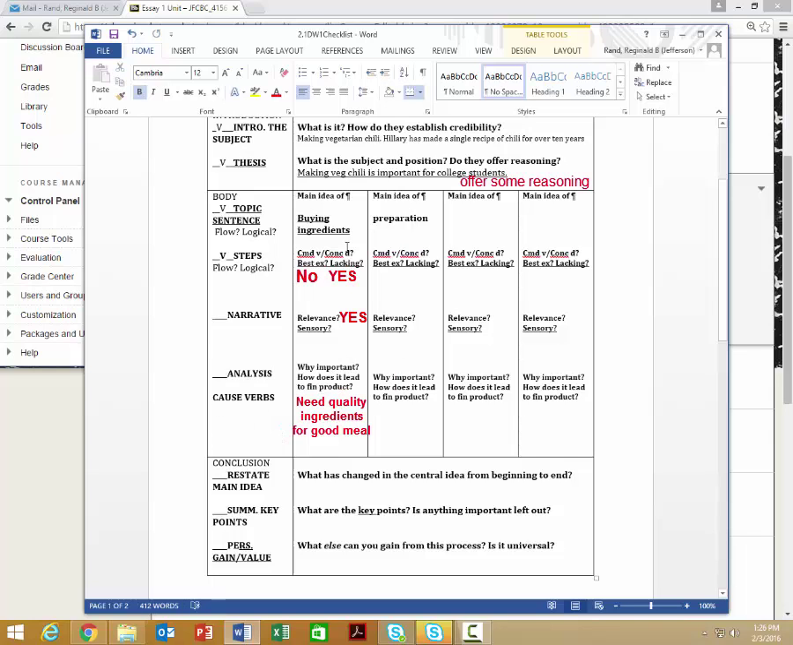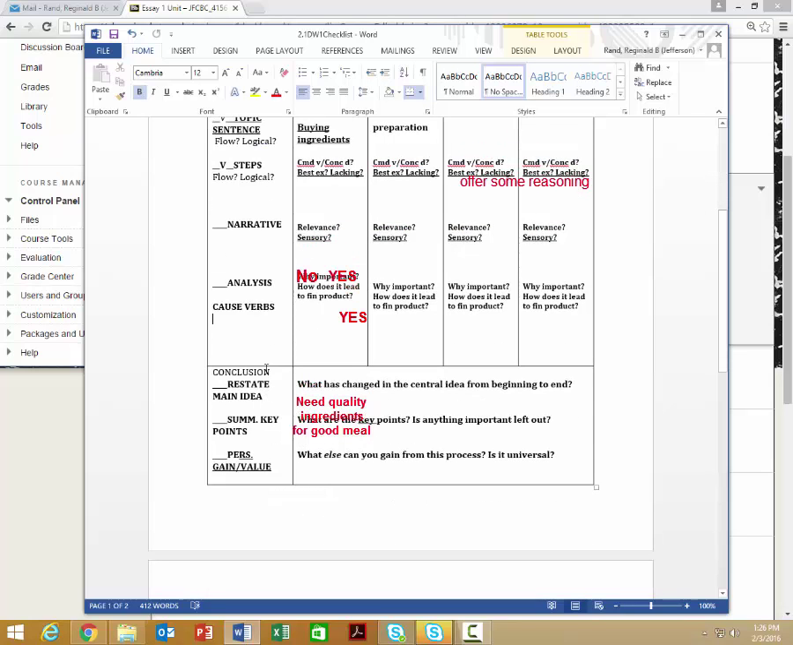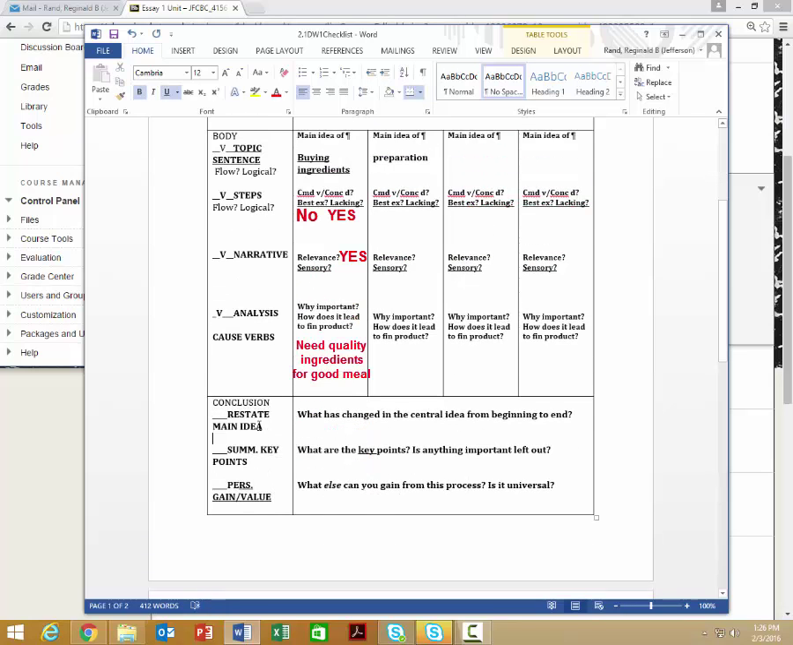All right. You want to do this for all the body paragraphs that the author gives. Once you're done with the body, you want to move on to the conclusion. There are three things we need to do. We need to restate the main idea. What has changed in the central idea from beginning to end? Put yourself in an audience member's shoes.